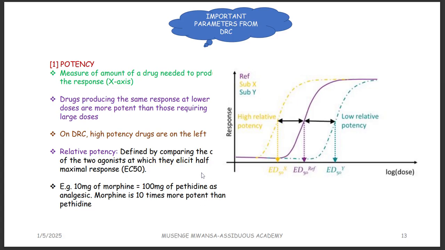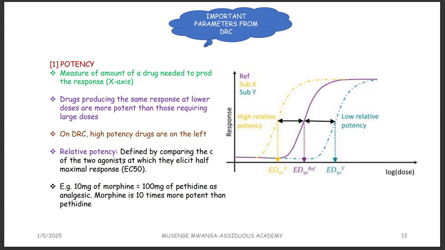Actually, pethidine is a very good drug, better than morphine, because it doesn't cause what we call ureteric colic, and it can be used in pregnancy. You will understand it in neuropharmacology, which is actually going to be the first topic. So in this case, because you can give 10 milligrams of morphine and it is equal to 100 milligrams of pethidine, it means that morphine is more potent than pethidine.